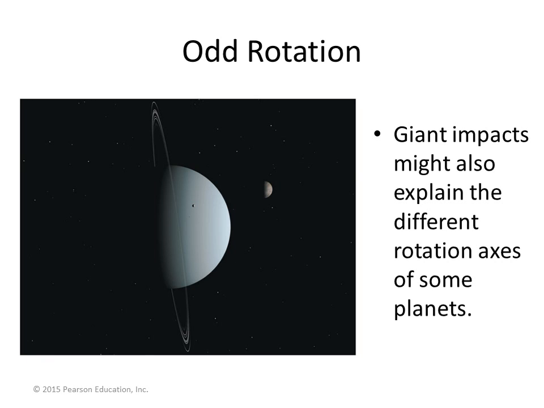Giant impacts might also explain the different rotation axes of some planets. Again, Uranus is a good example, being on its side like this. Maybe an impact actually turned Uranus on its side. That would have had to have been a major, major impact.